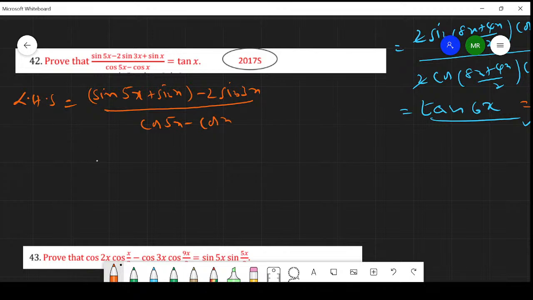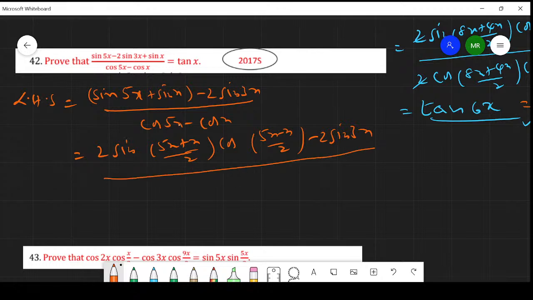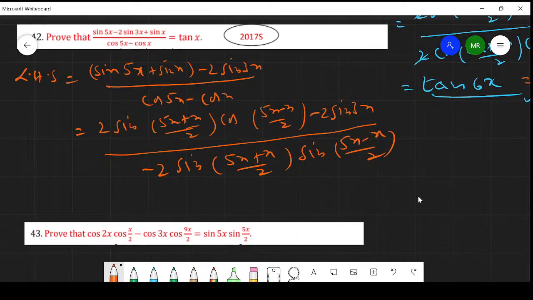You take it like this. Now sin c plus sin d is 2 sin of (5x plus x) by 2 into cos of (5x minus x) by 2, minus 2 sin 3x, by cos c minus cos d, which is minus 2 sin of (5x plus x) by 2 into sin of (5x minus x) by 2. So all the product of the terms I can write in the numerator.